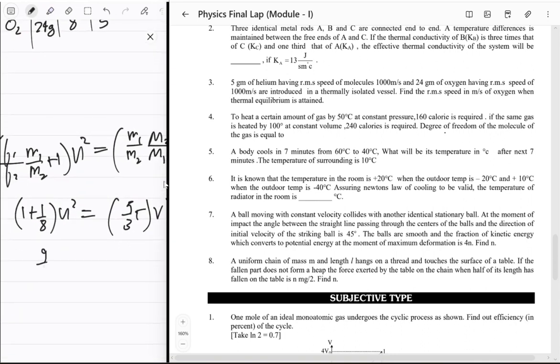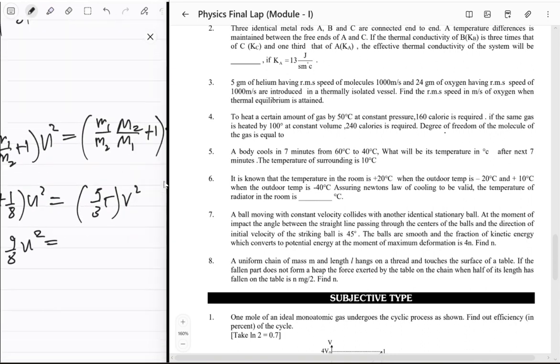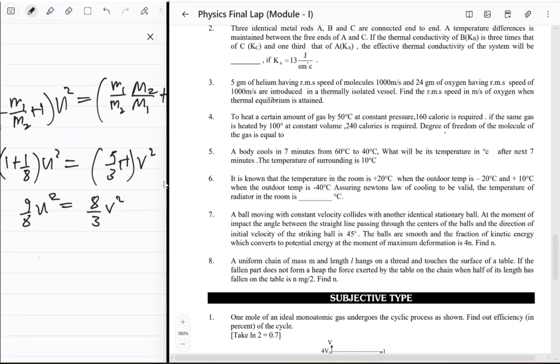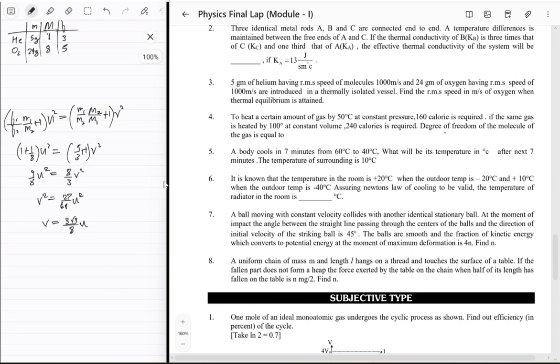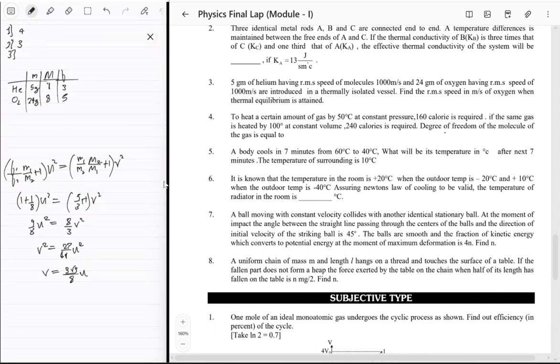So you got 9 upon 8 times u squared is equal to 8 upon 3 times v squared. So, right, v squared is just equal to 27 upon 64, and then u squared. So, like, v is just 3 square root 3 upon 8 u, hopefully. मुझे लग रहा है गलत हो जाएगा, but whatever. At this point, कोई फर्क नहीं पड़ता, गलत हो गया तो हो गया. This is the thing. Yeah, it seems like that.